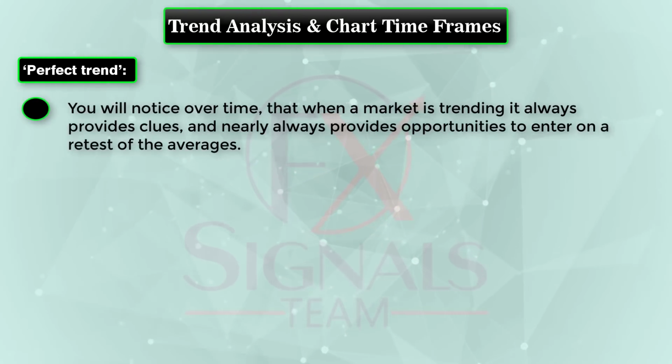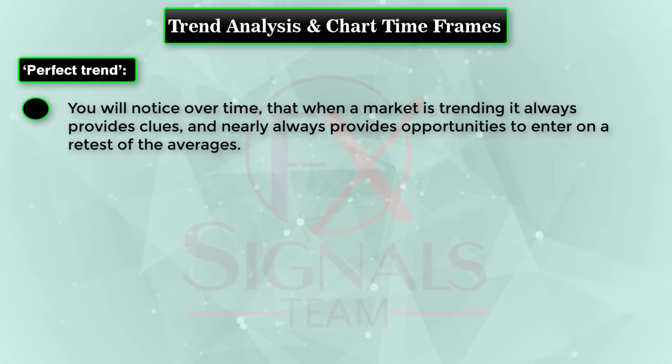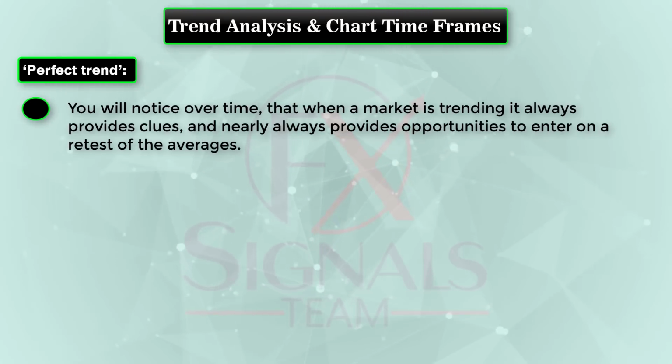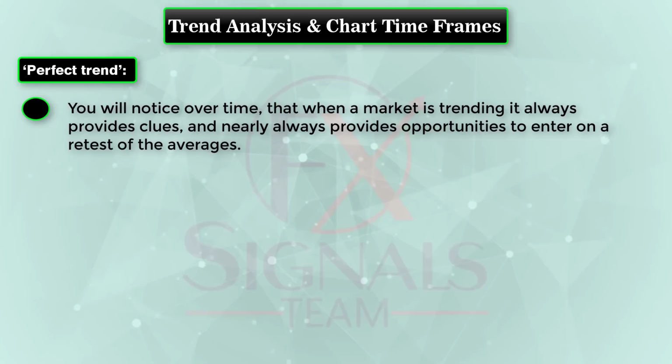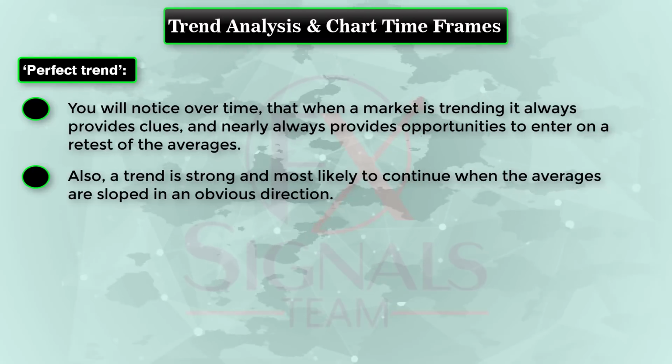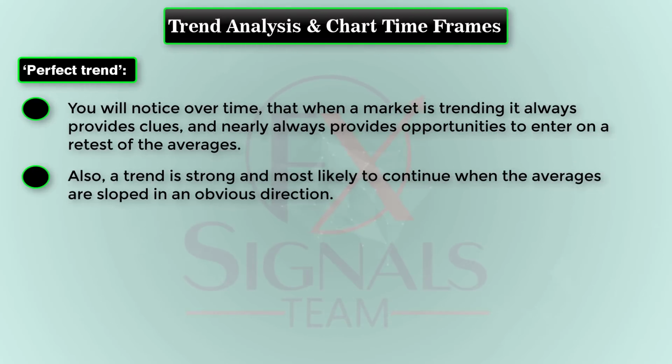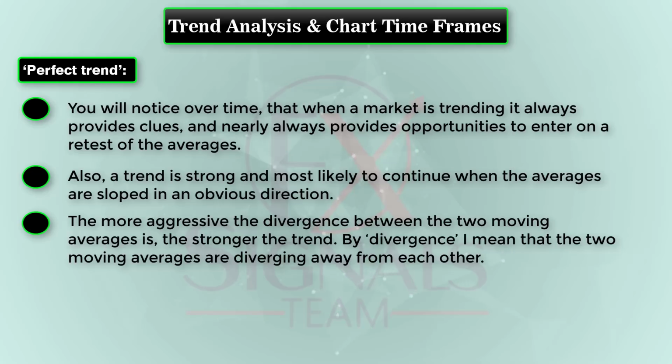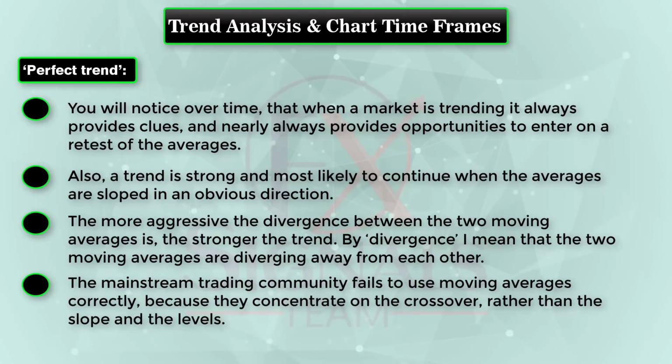You will notice over time that when a market is trending it always provides clues, and nearly always provides opportunities to enter on a retest of the averages. Also, a trend is strong and most likely to continue when the averages are sloped in an obvious direction. The more aggressive the divergence between the two moving averages is, the stronger the trend. By divergence I mean that the two moving averages are diverging away from each other. The mainstream trading community fails to use moving averages correctly, because they concentrate on the crossover, rather than the slope and the levels.